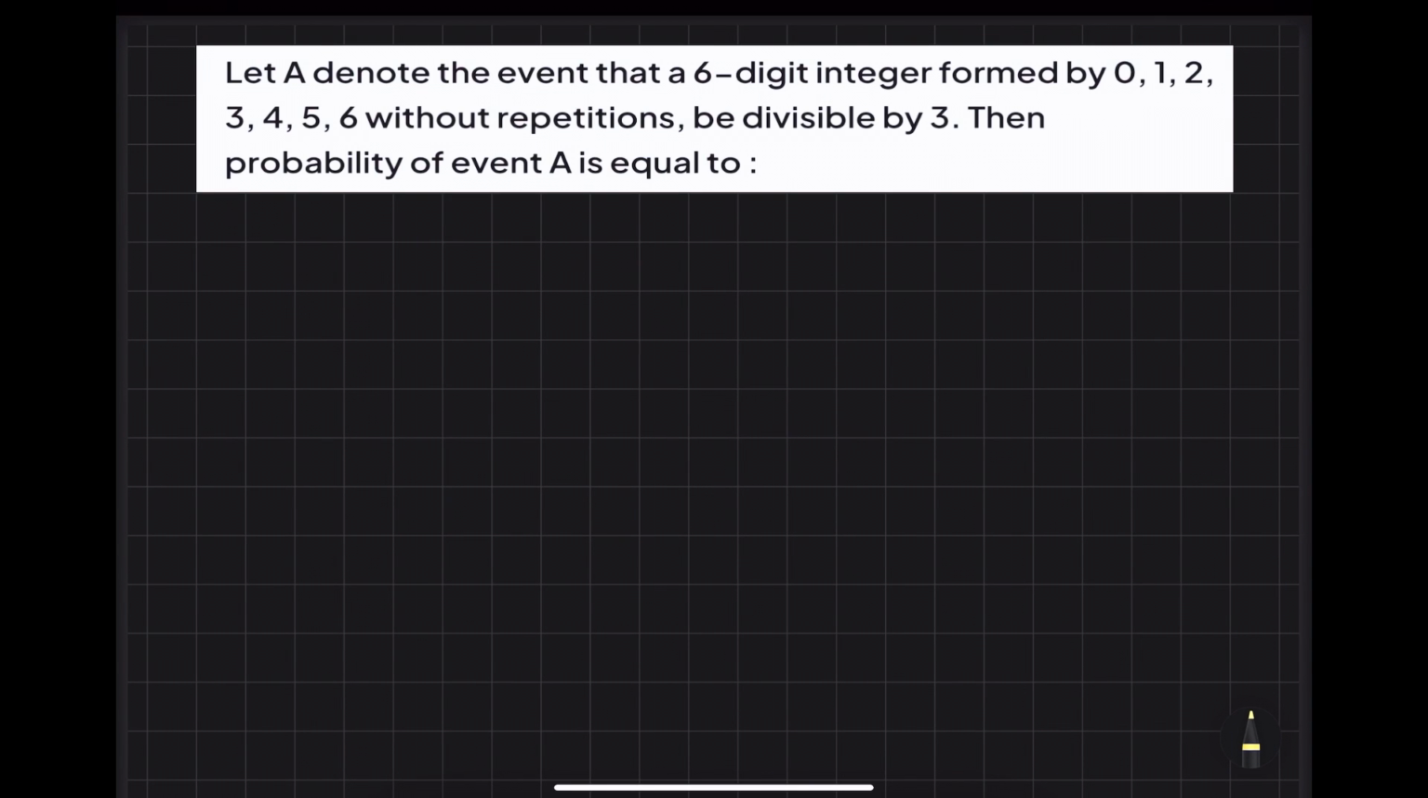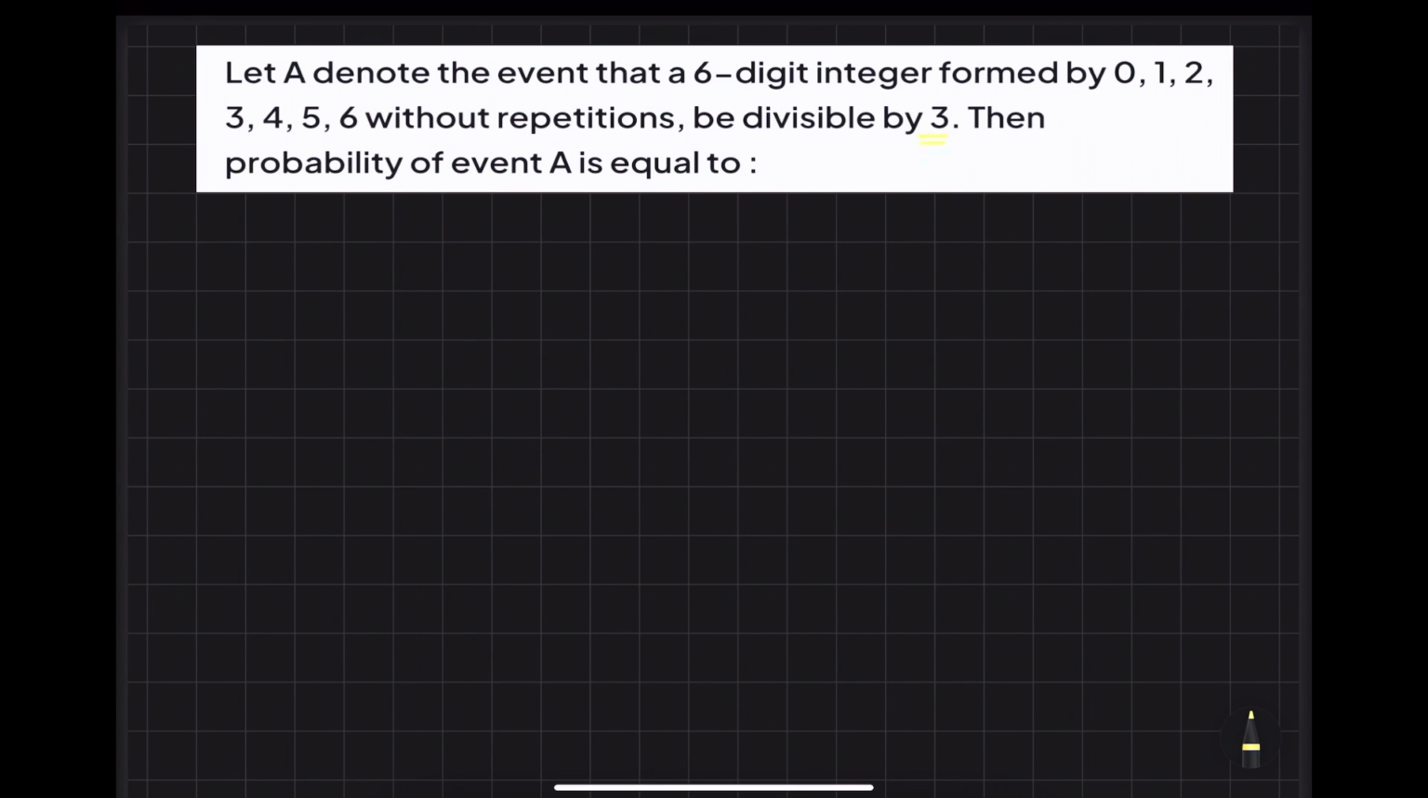So, we got a wholesome new problem which says: let A denote the event that a 6-digit integer formed by this without repetition be divisible by 3, and the probability of event A is.